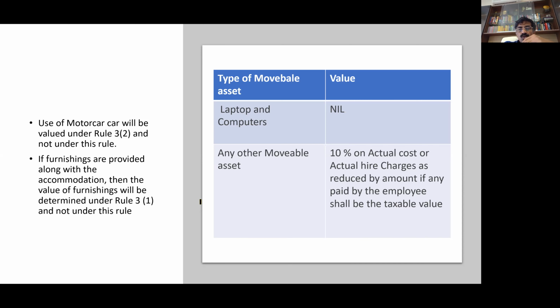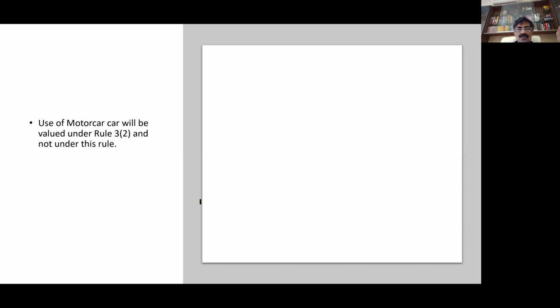Can we take use of motor car as use of movable asset? You can see the left hand side of the slide. The law makes it very clear. If rule 3.2 is applicable, then you should go only by rule 3.2. Don't come under this rule. Similarly, we have already seen at the time of rule 3.1, furnishings are going to be valued under 3.1. Again, go with 3.1, don't come to 3.7. So if you have specific rules covering that, go by that rule. This is for use of movable asset.